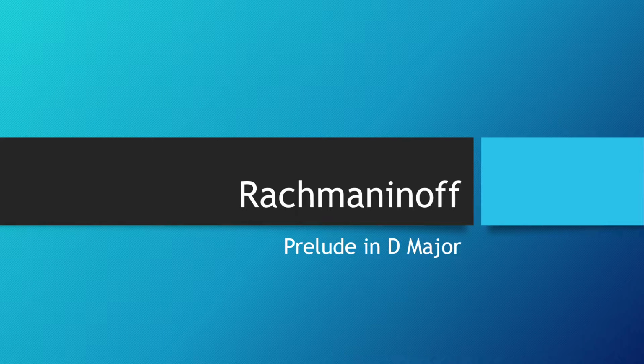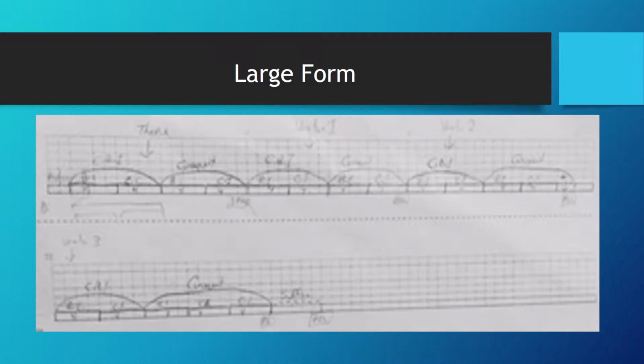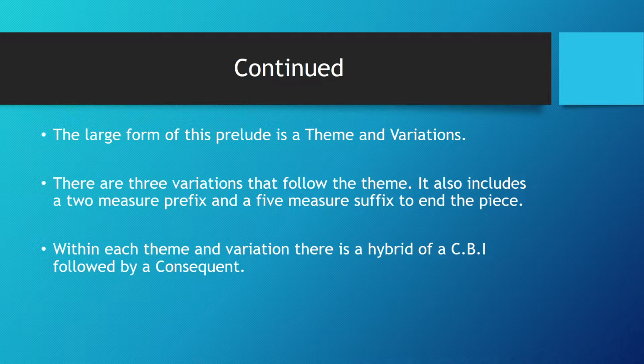Okay, so I'm going to be speaking about the Rachmaninoff Prelude in D major, and I'm going to be doing a form and an analysis of this prelude. So I found that the large form of this prelude is a theme and variations. There are three variations in this theme.